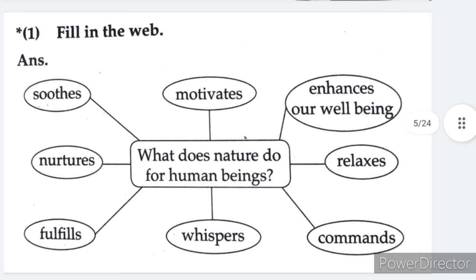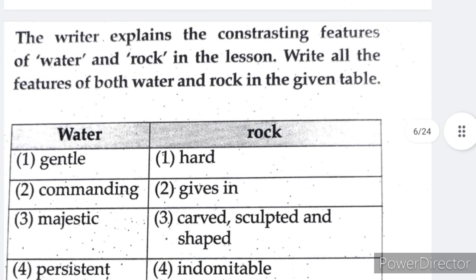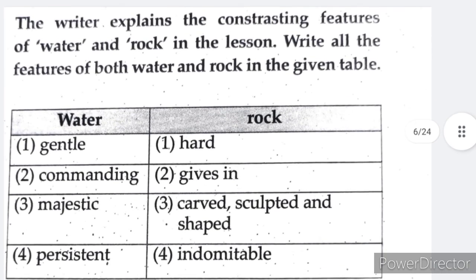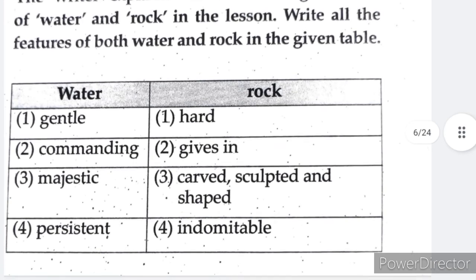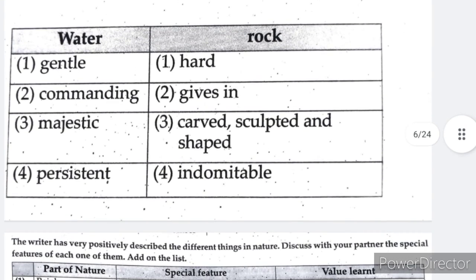Fill in the web. What does nature do for human beings? Motivates, enhances our well being, relaxes, commands, whispers, fulfills, nurtures, soothes. Then the writer explains the contrasting features of water and rock in the lesson. Write all the features of both water and rock in the given table. So these are the features.